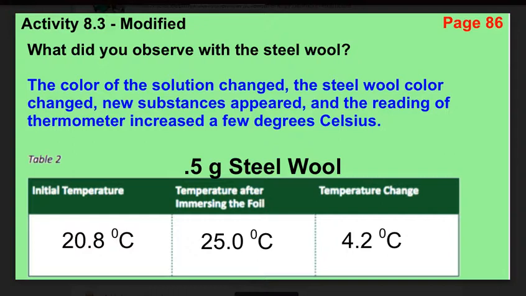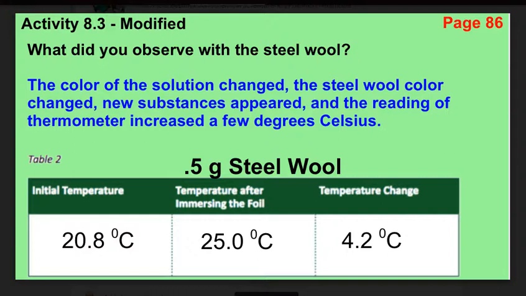So what would you have observed if you had put steel wool in there? Well, you might have had something like the color of the solution change, the steel wool color change, new substances appeared, and a reading of the thermometer increased a few degrees. Now look at this temperature change. So when I initially took the temperature, it was 20.8 degrees Celsius, and now look, it's only 25 degrees Celsius. Did it change? Yes, absolutely it changed. It changed 4.2 degrees. But that's quite a difference than when we added the aluminum foil.